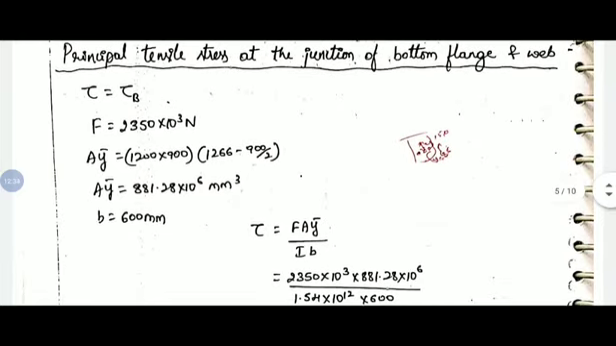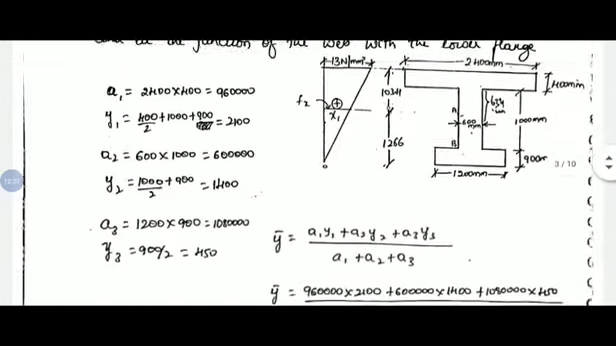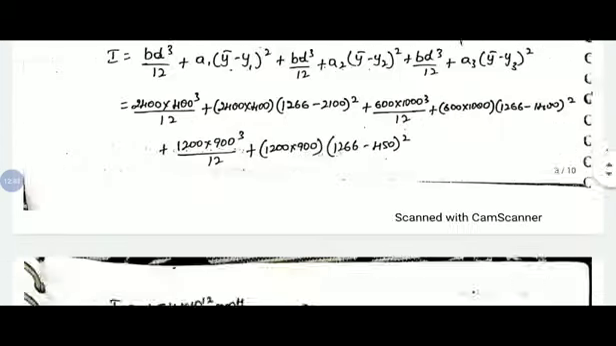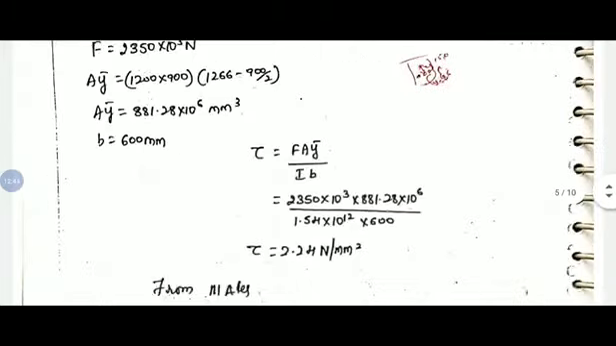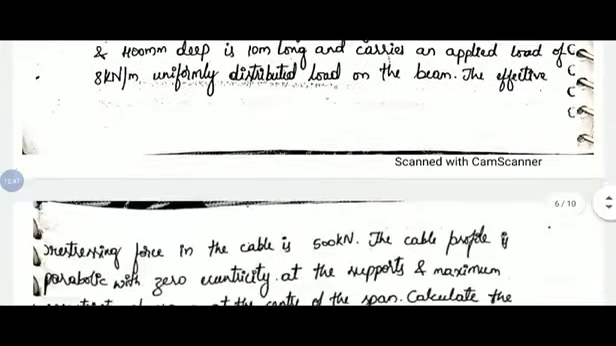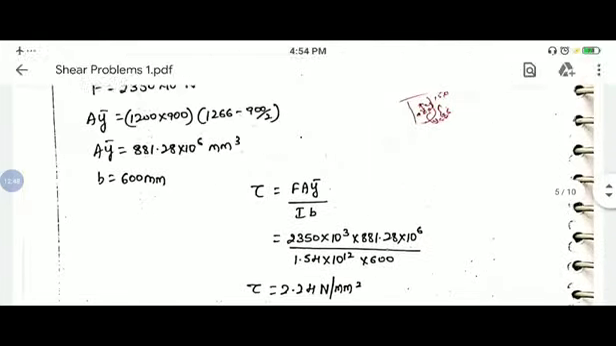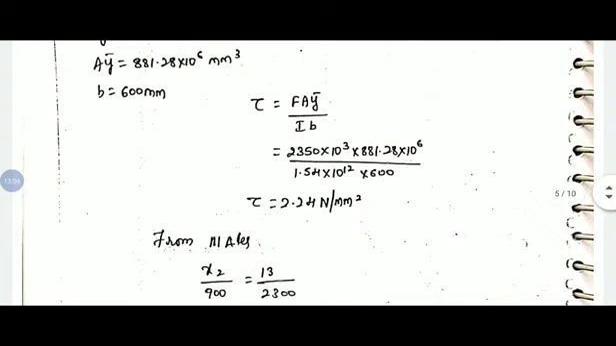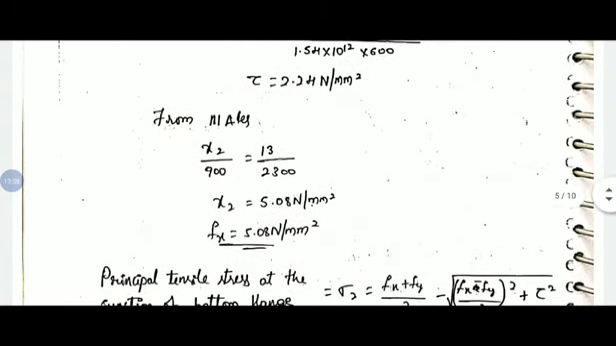So bottom flange size is 1200 by 900 in this figure, and if you take the centroid, 900 by 2, so with respect to centroidal axis it will be 1266 minus 900 by 2. With respect to centroidal axis we are taking the distance. So ay bar we got. B again is the width of the web for the flanged section, tau equals F ay bar by Ib. So tau we will get 3.24 Newton per mm square.